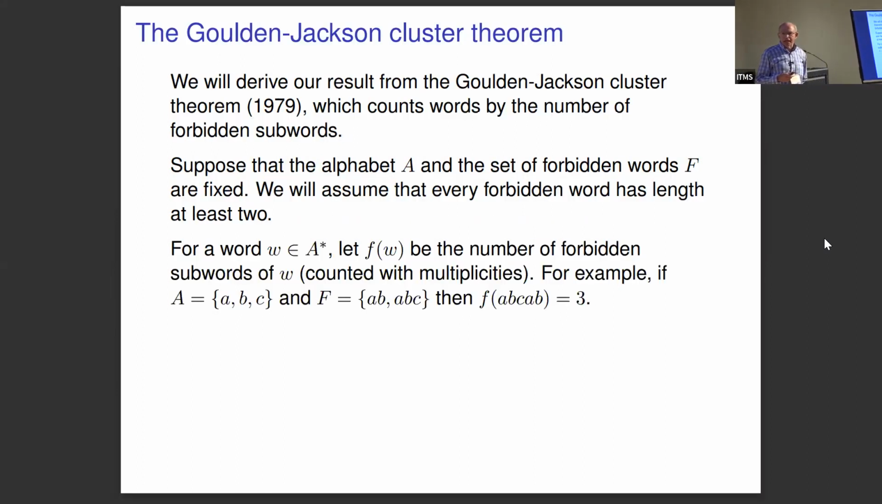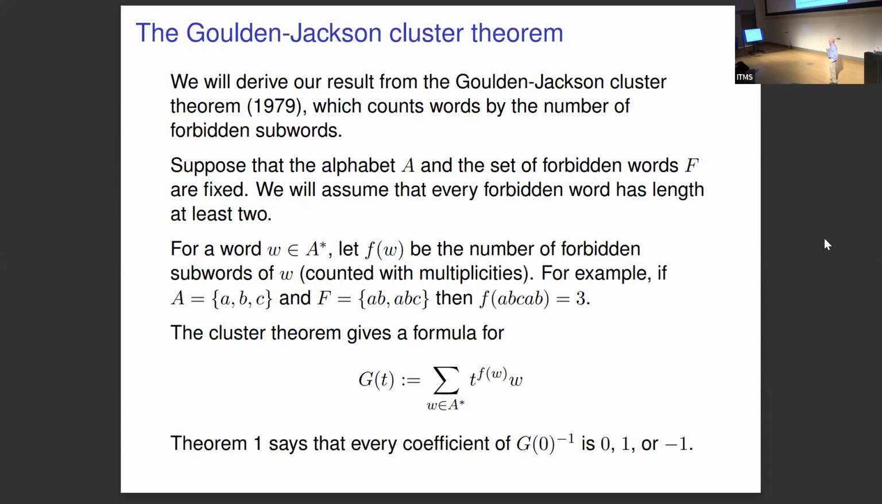And I'll let little f of W, for a word W, be the number of forbidden subwords of W, counted with multiplicities. So for example, if I take my alphabet as A, B, C, and the forbidden words are AB and ABC, then the number of forbidden subwords of ABC is 3. It's got 2 copies of AB and 1 of ABC. And notice that it's perfectly okay to have a forbidden subword be a subword of another forbidden word.